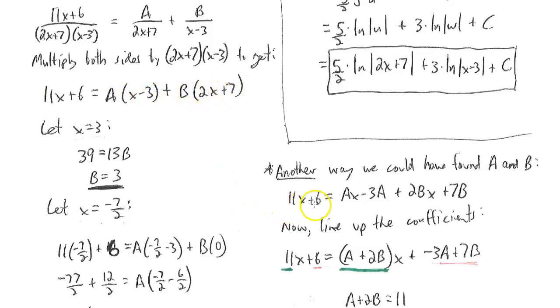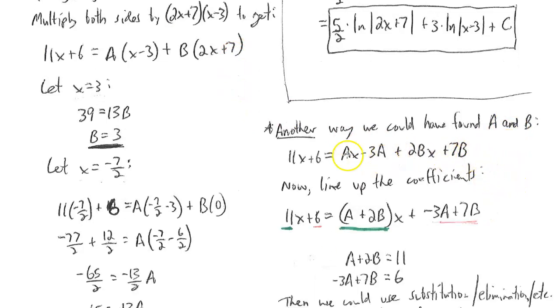So we have 11x plus 6 equals ax minus 3a. So that's what I've written over here. And this would be 2bx plus 7b. Okay, now what we're going to do is line up the coefficients. So you're thinking of the a and b as being constants. And when I say coefficients, I mean we have a coefficient of x here, and then we have a constant. Now sometimes we'll have like an x squared, and we'll have a coefficient of an x squared.